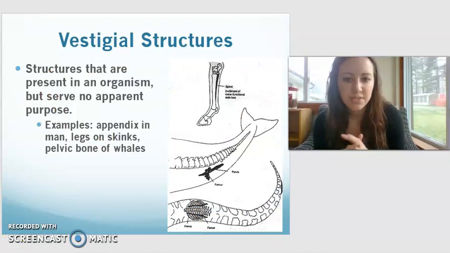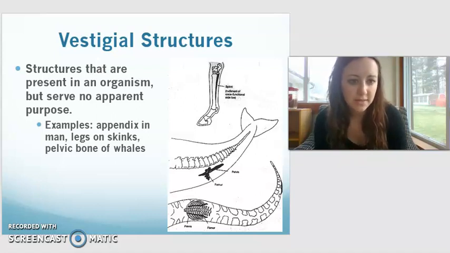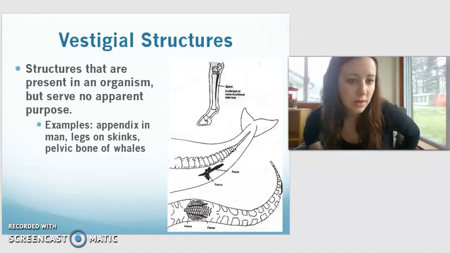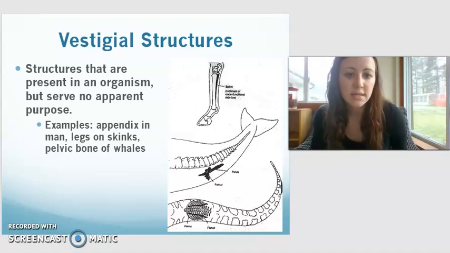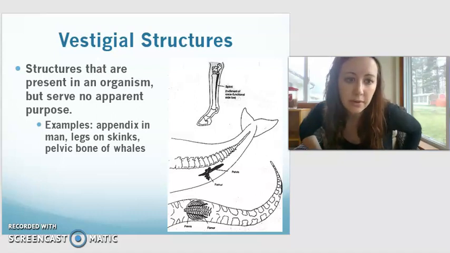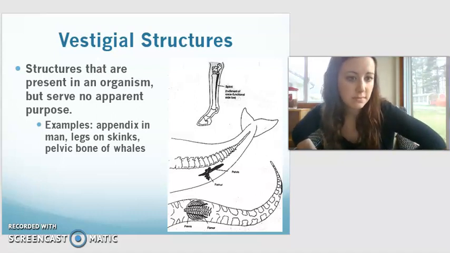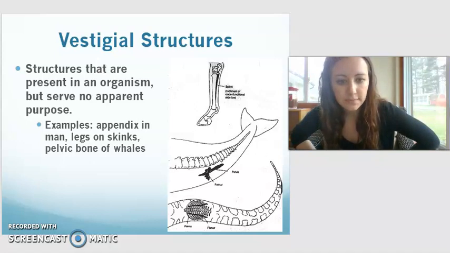Vestigial structures we talked about also. It just doesn't seem to serve a purpose for that organism anymore, even though maybe once upon a time it was very beneficial. Pelvic bone of whales. Obviously, whales don't walk anymore, but their ancestor did, if you remember that Ambulocetus, which did walk on land. It still has a pelvic bone from its common ancestor.